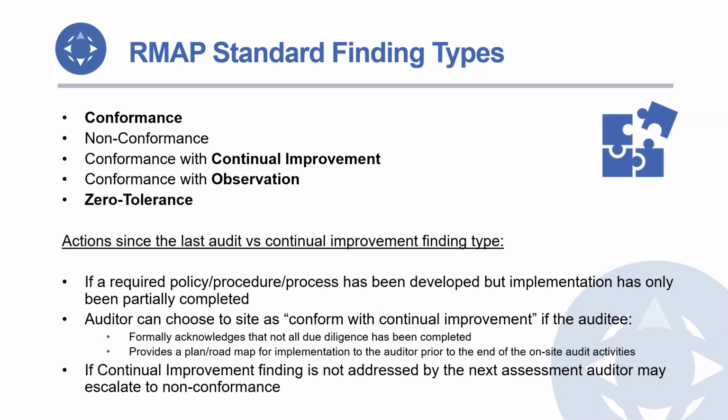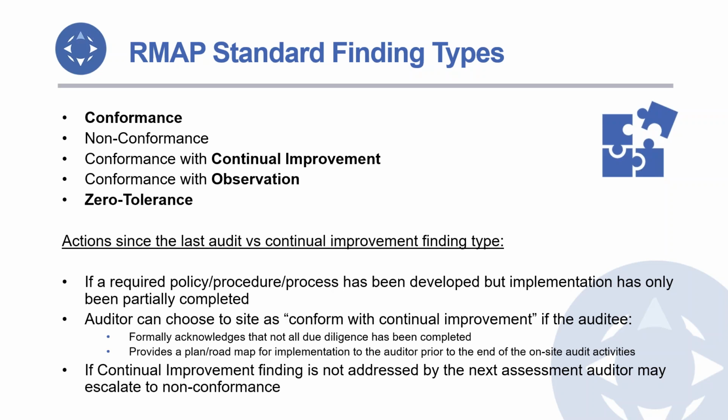We also wanted to spend a little bit of time on the standard finding types. I will not talk much about conformance or non-conformance. Hopefully that's fairly clear. However, we've received a lot of questions about the finding type conformance with continual improvement and the difference between that and conformance with observation, and also the section and question in the workbook that asks about auditees' continual improvement activities from the past audit.